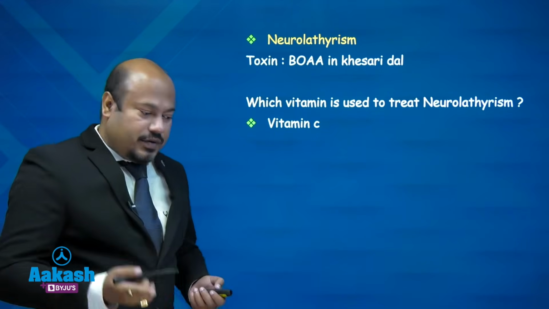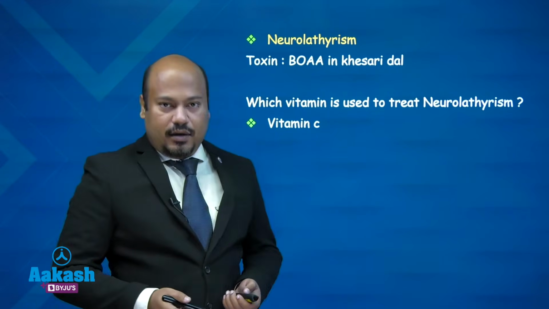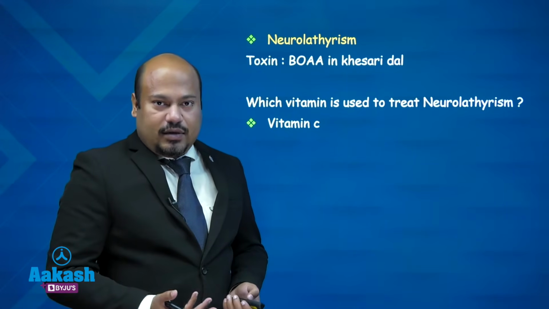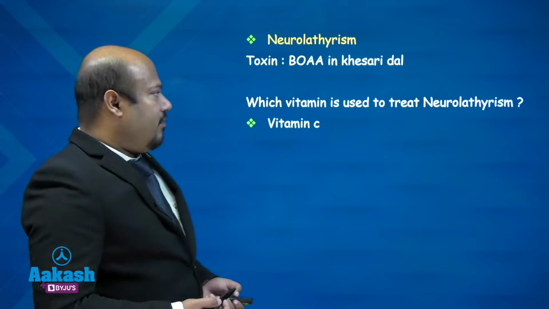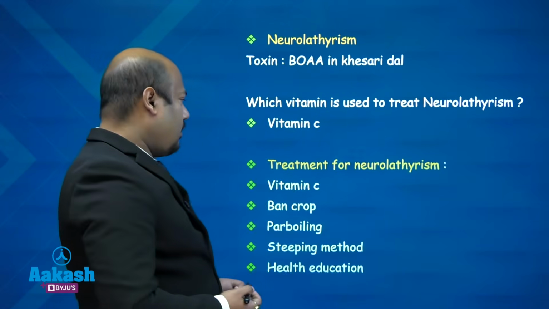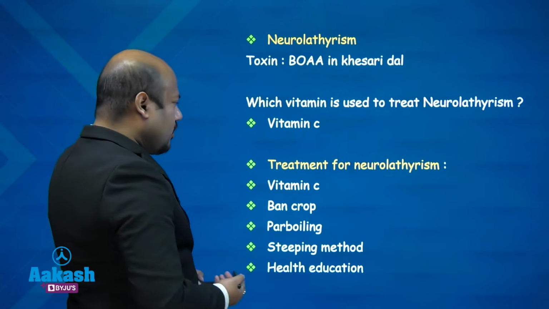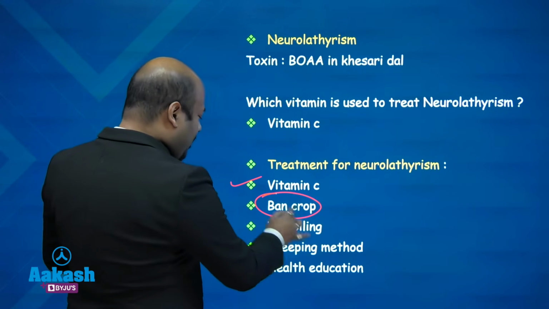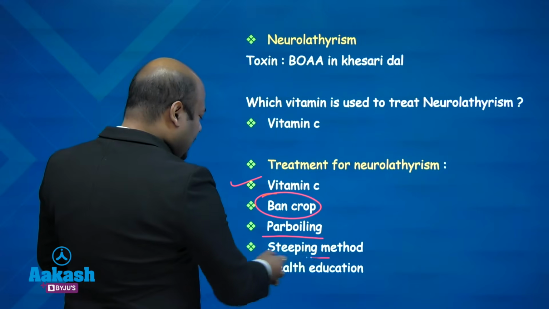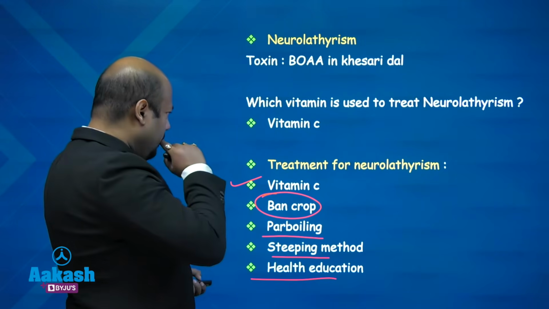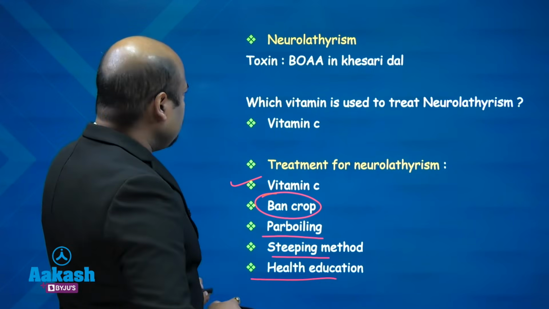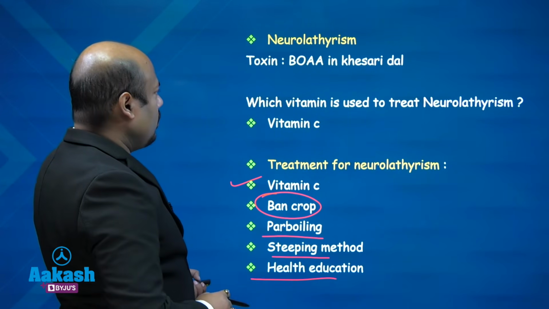That is why khesari dal consumption and selling is usually banned. But even if it is consumed by mistake, accidentally, against the law, vitamin C can be a neutralizer. Okay, so what are the treatment options for neurolathyrism? Vitamin C, ban crop, parboiling, steeping method, health education, out of which vitamin C is best, but the best thing is to ban the crop, don't consume this dal, then no treatment is required.